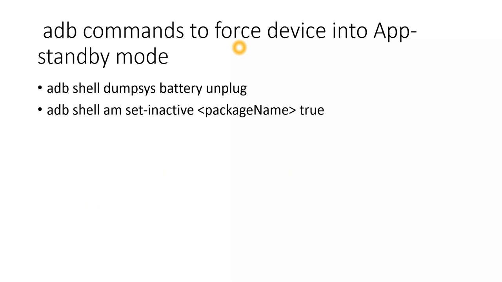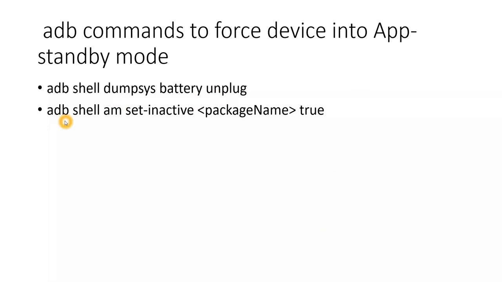What are the commands to force the device into app standby mode? First, as I already told in my previous tutorial, I have to make sure my device is in unplugged state, because when I connect my device to the PC through cable to perform a few ADB commands, it will start charging. So I have to unplug it. I have to run this command: adb shell dumpsys battery unplug.